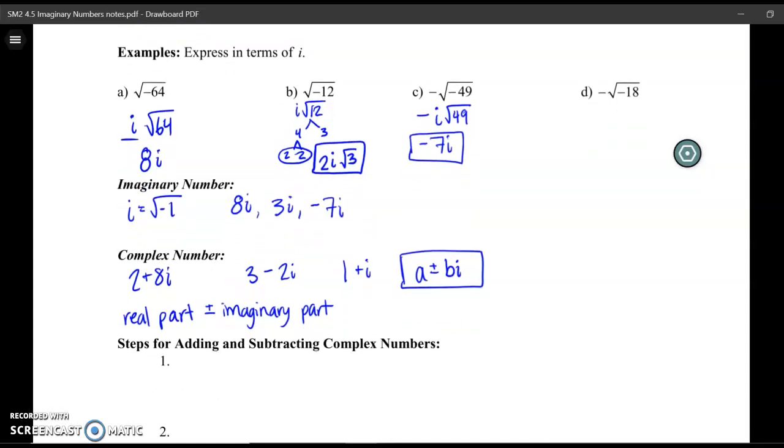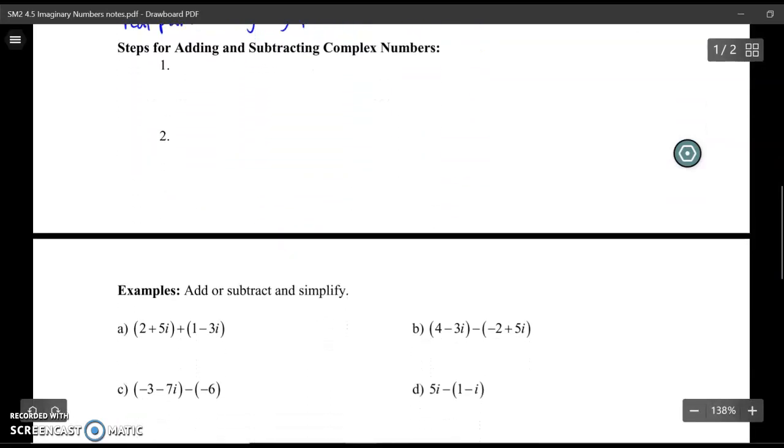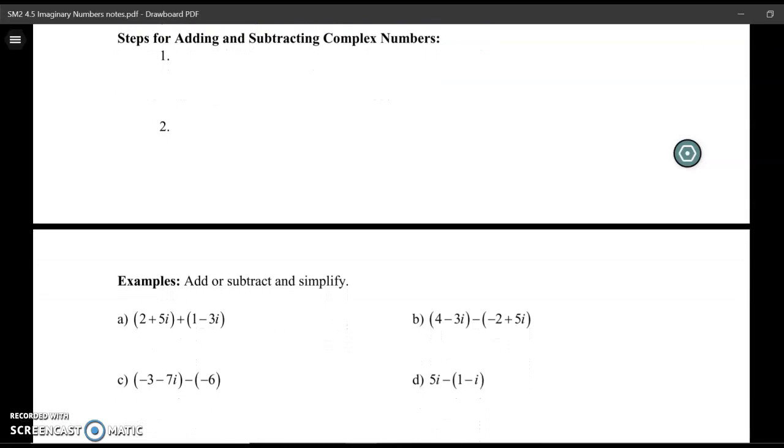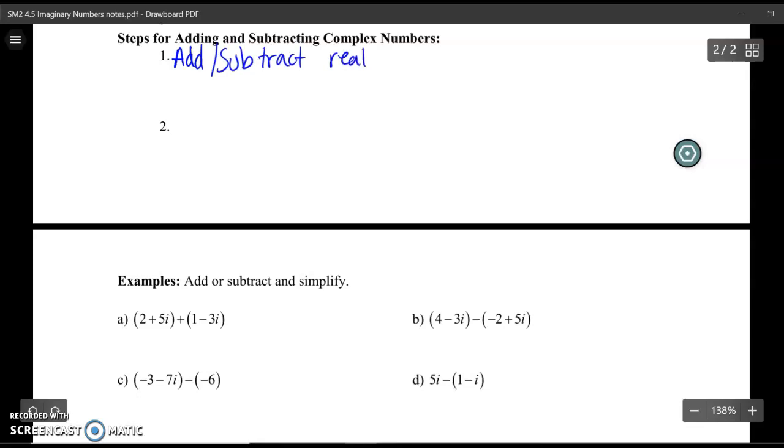Okay, so now we kind of have an idea of what complex numbers and imaginary numbers are. Let's talk about how we add and subtract them. With adding and subtracting complex numbers, basically the idea is that we can add the real parts together. Well, I'm going to make it add or subtract because this works for both. So we can add or subtract the real parts, and then we can also add or subtract the imaginary parts. So this process is going to look very similar to combining like terms, okay?